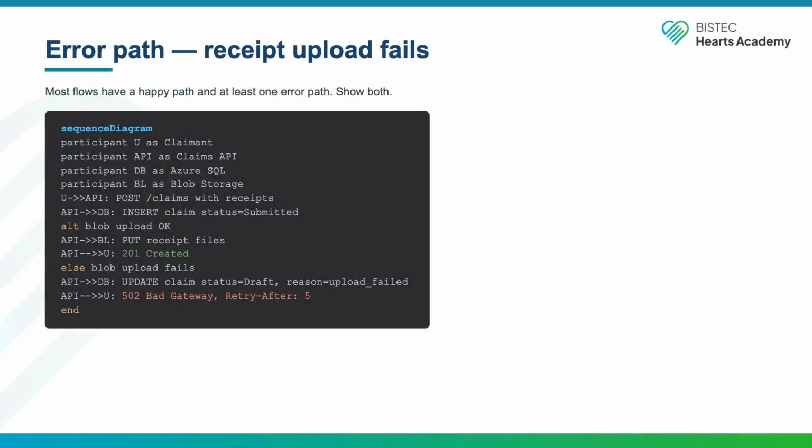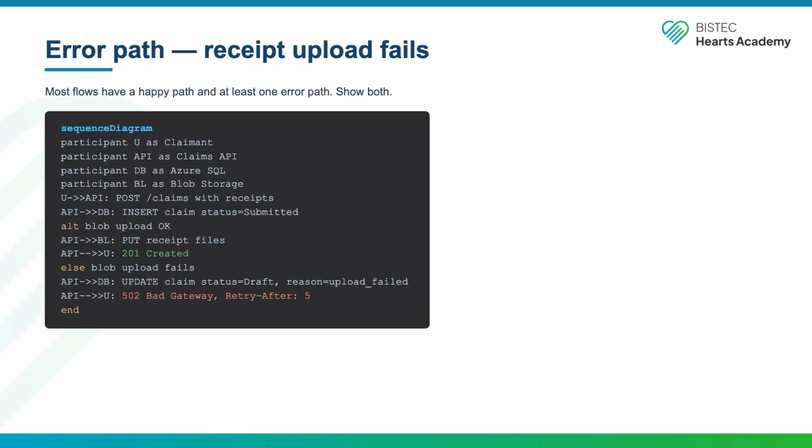Now the error path. Most flows have a happy path and at least one error path. Show both. Read the Mermaid. The claimant uploads a claim with receipts. The API inserts the claim into the database. There is an alt block: if the blob upload succeeds, the receipts go to blob storage and the user gets 201. Otherwise, if the blob upload fails, the API updates the claim's status back to draft with reason upload failed and returns 502 bad gateway with a retry-after header of 5 seconds.